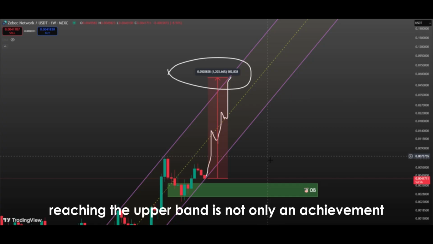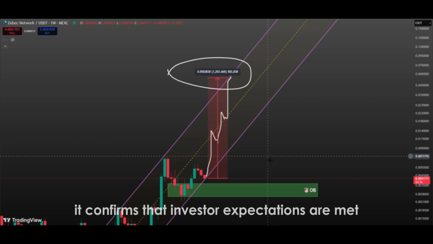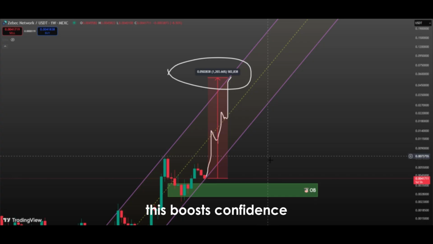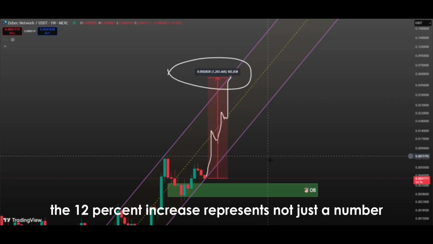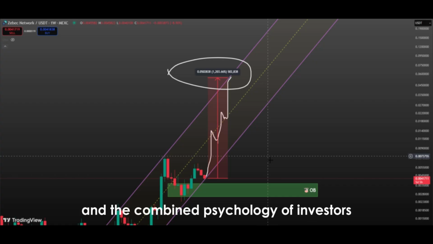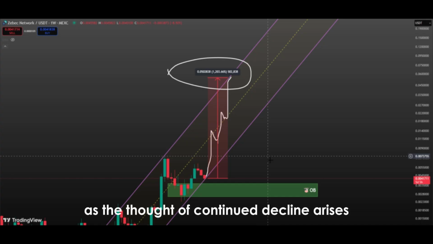Reaching the upper band is not only an achievement in terms of price, but also proof of the trend's solidity. When the upper band is reached, it confirms that investor expectations are met and the market is maintaining its trend regularly. This boosts confidence and opens the door for further investments. The 1,200% increase represents not just a number, but a symbol of market strength, trend stability, and the combined psychology of investors. The price being at the lower band may initially appear intimidating, as the thought of continued decline arises.